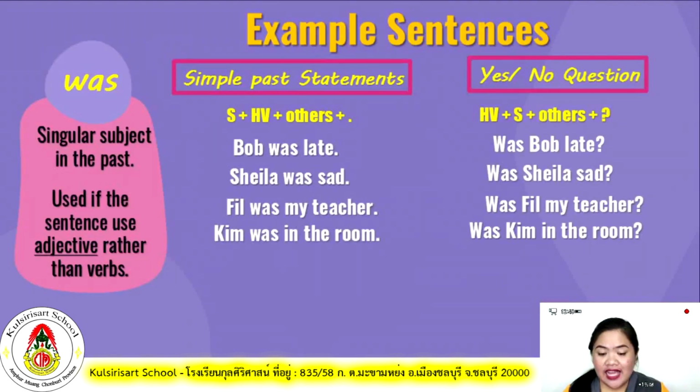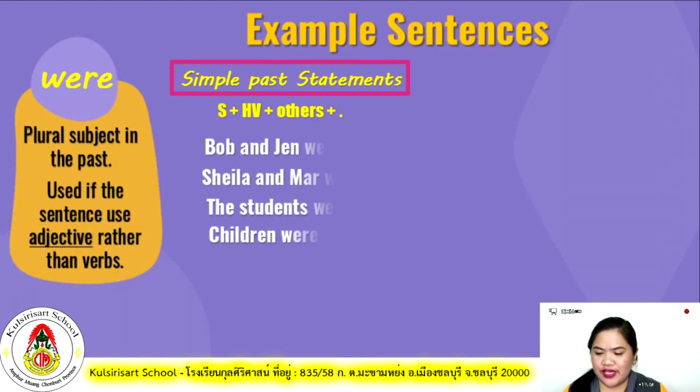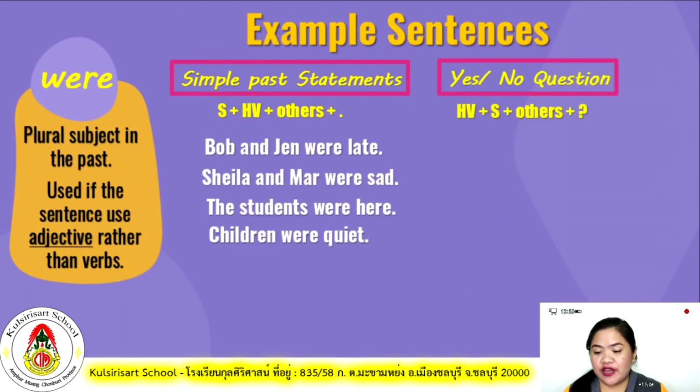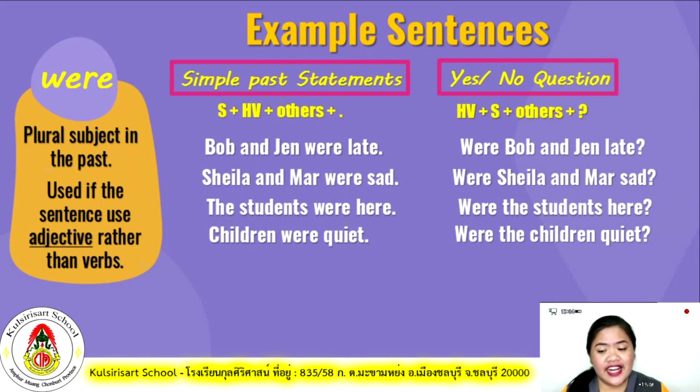Okay, next. Now, let's proceed to the helping verb were. We have here, Bob and Jen were late. It will become, were Bob and Jen late? Again, were Bob and Jen late? The next one is, Sheila and Mar were sad. It will become, were Sheila and Mar sad?